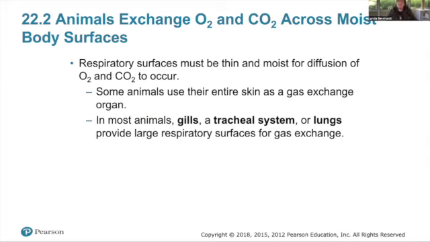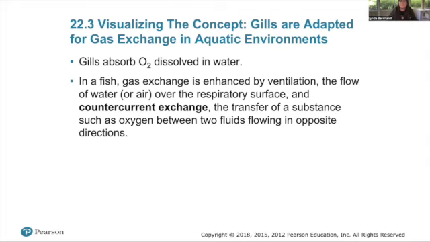respiratory surfaces need to be thin and moist. Everything has to be wet. That's pretty much all there is. So most animals have gills, a tracheal system, or lungs. And that's how it all works.